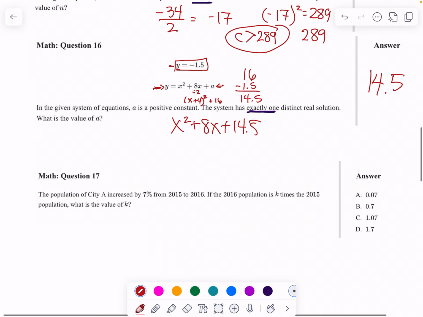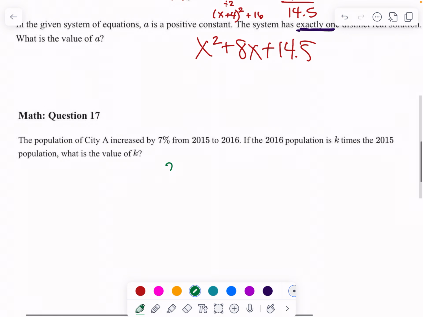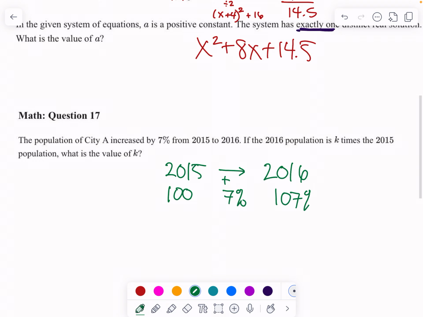Okay, last one of these is a population of a city. It increased by 7% from 2015. So here's 2015. It was 100%. And then it increased by 7%. So then in 2016, it would be 107%, right? And all we would have to do is change this back into a decimal, so 1.07, and that would be the K times the population, so our answer is 1.07.